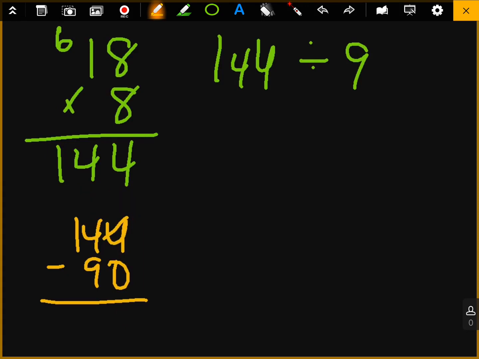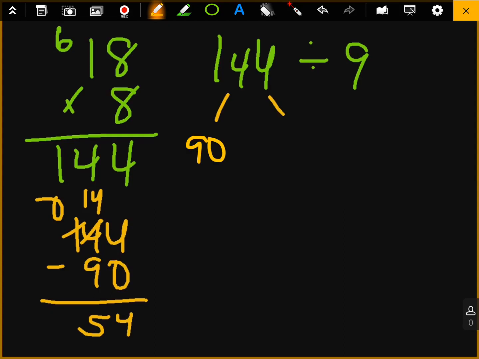Sorry about that. It wasn't 14 minus 0. It's 4 minus 0, which is 4. Now we get that into 14, and that turns into a 5, and that gets crossed into a 0. So I know 144 minus 90 is 54. And 54 actually goes into 9 evenly. So I'm going to break 144 up into 90 and 54.